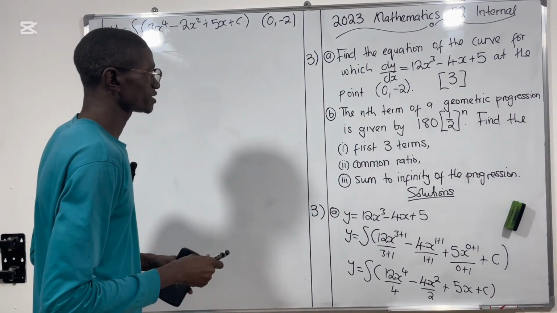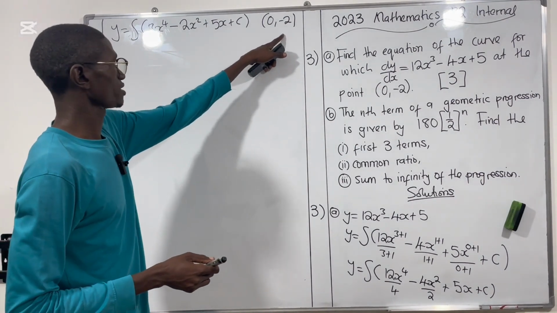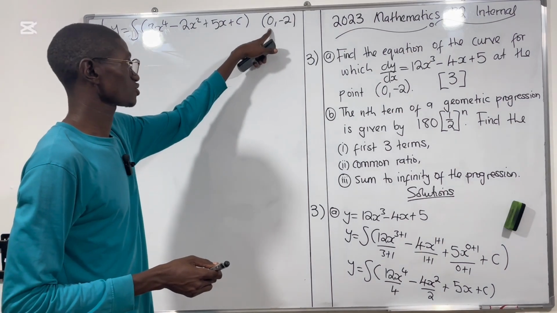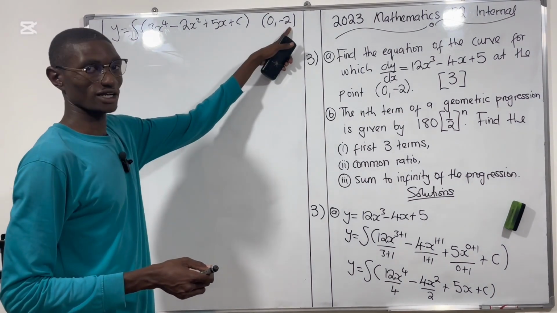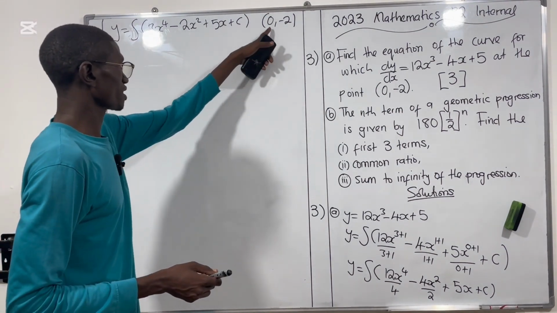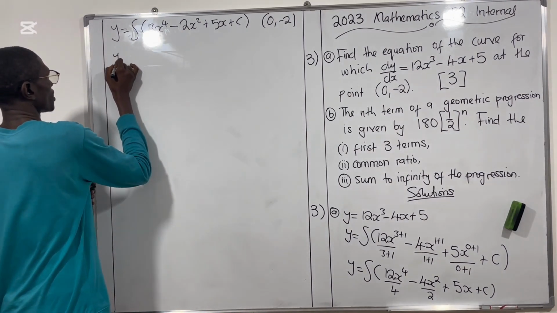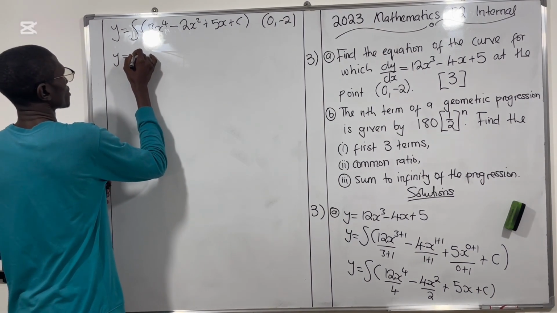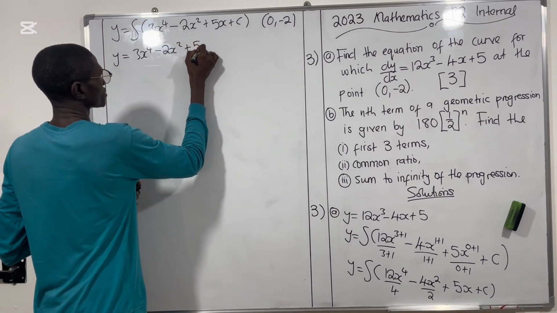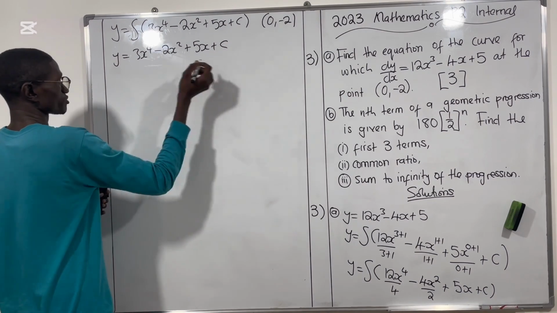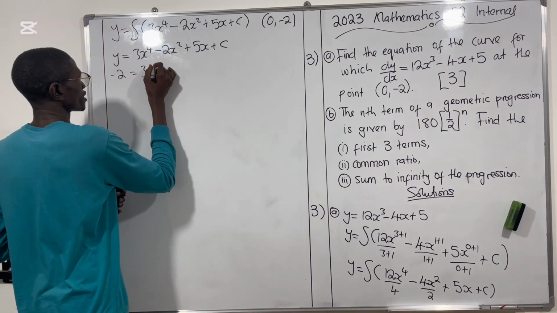In order for us to find the constant, the c, we need to plug in the x and y coordinates. The first coordinate is the x coordinate, and the second one is the y coordinate. So where there is y here, we're going to plug in -2, and wherever there is x here, we're going to plug in a 0. So let me write it this way: y is equal to 3x to the power 4 minus 2x squared plus 5x plus c. And then we substitute the values now. So y is -2 there.